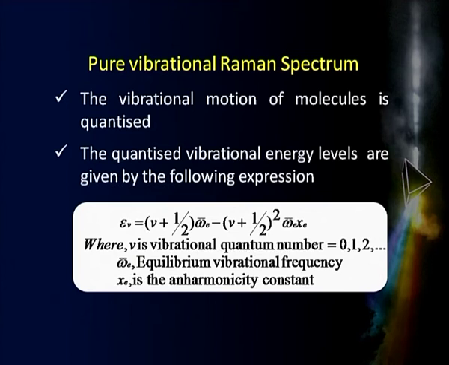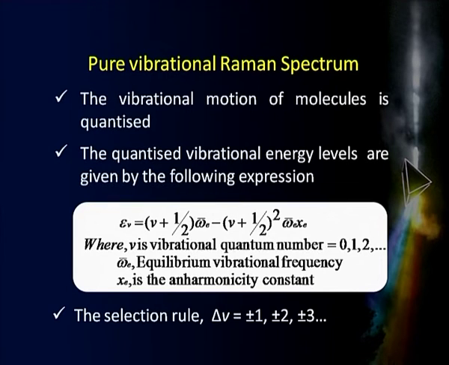Omega E is the equilibrium vibration frequency and XE is the anharmonicity constant. We talked in detail about that in the vibration spectrum. Now, the selection rule happens to be delta V equal to plus minus 1, plus minus 2 and plus minus 3, so on and so forth. So, that means all possibilities are there.